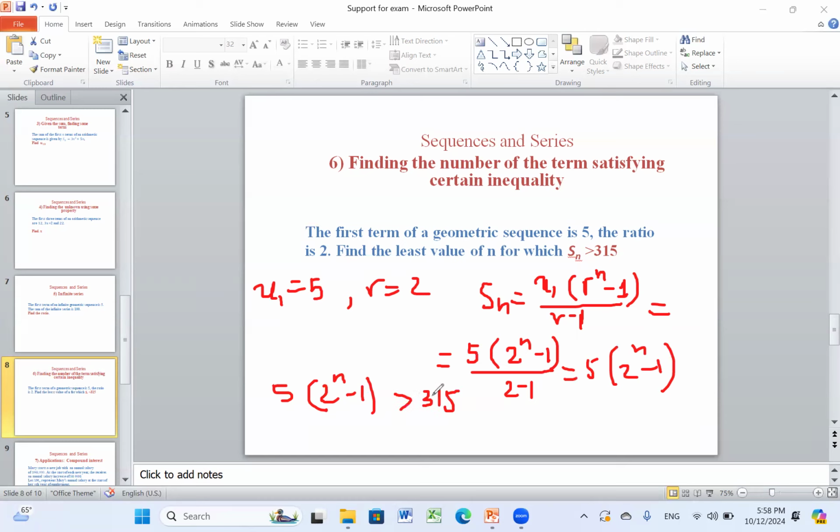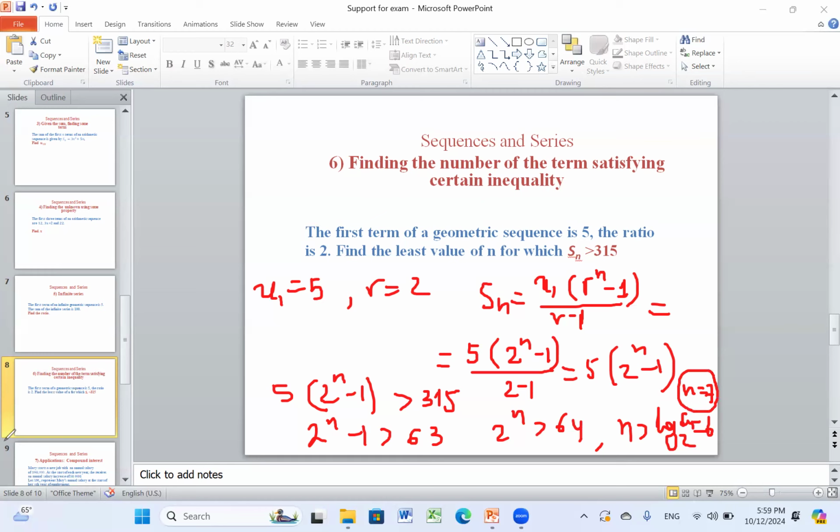We are looking for n. Actually, we are supposed to use this in the inequation to find n. 2 to the power n minus 1 is greater than 63. So 2 to the power n is greater than 64. We know that in this case, n should be greater than logarithm of 64 base 2, which is 6. So n should be greater than 6. Obviously, the least value here is n equal to 7, because n is a natural number.